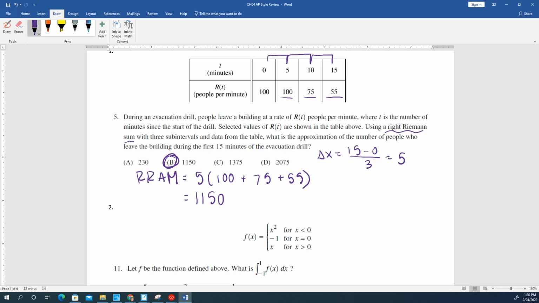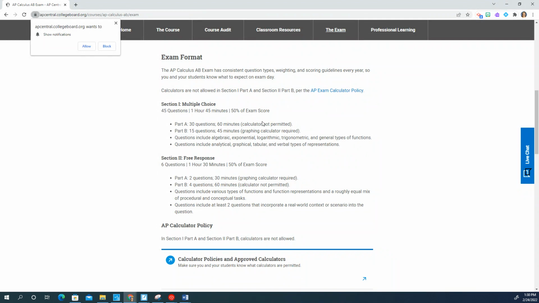I forget which order it goes in. Hold on, let me look it up. The first 30, I think, are no calculator. I always get the order mixed up. Here it is. Okay, so yep, questions 1 through 30 are no calc. So this is a no calc, so you would have had to calculate that in your head.